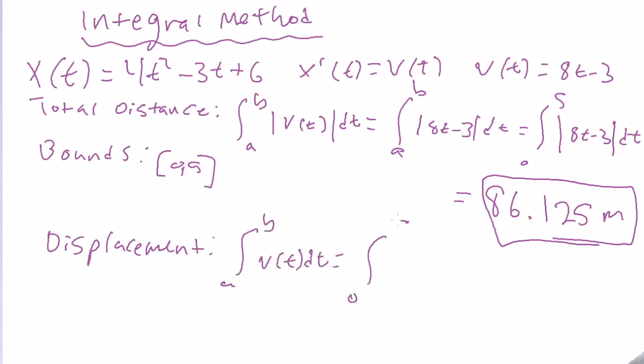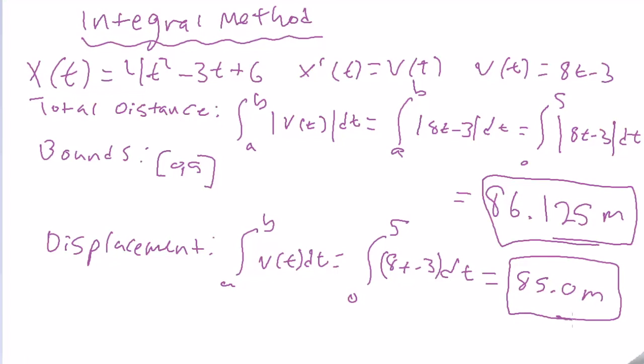Now to get the displacement, the formula is just to do the integral of a to b of just v of t, without the absolute value of v of t. When we plug in our numbers, we'll get 85.0 meters after plugging that into our calculator.